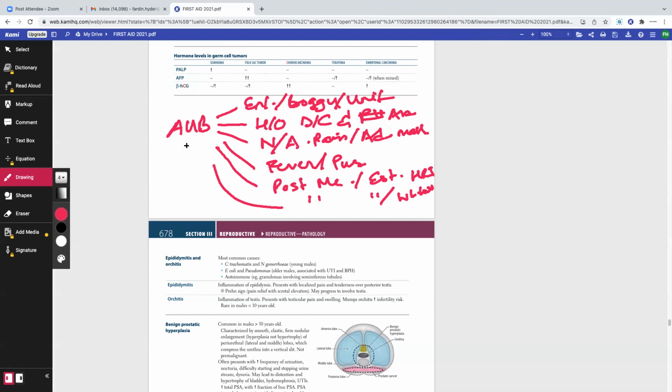Abnormal uterine bleeding in a postmenopausal woman with estrogen, hormone replacement therapy, weight loss: carcinoma. Abnormal uterine bleeding, menorrhagia, metrorrhagia, with irregular enlargement of uterus. What is your diagnosis? Irregular enlargement, not fibroma. This is fibroid. Very good. Fibroid, no problem.